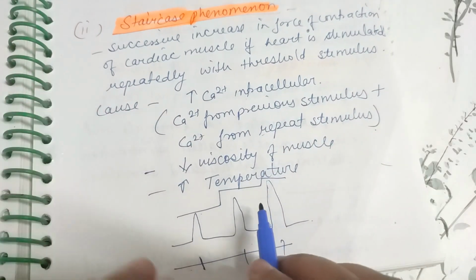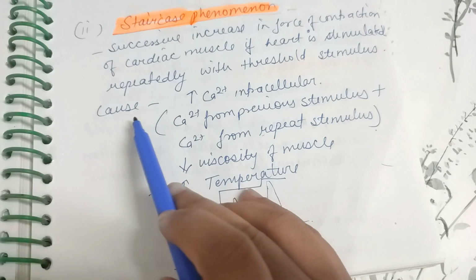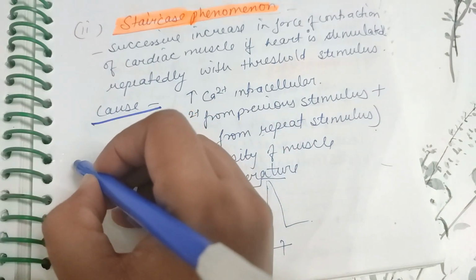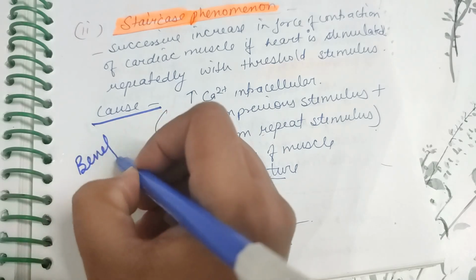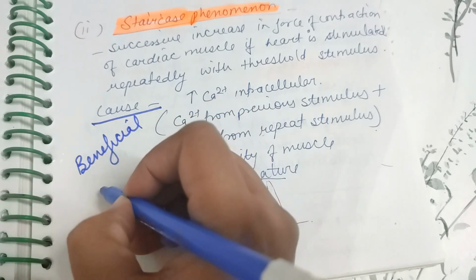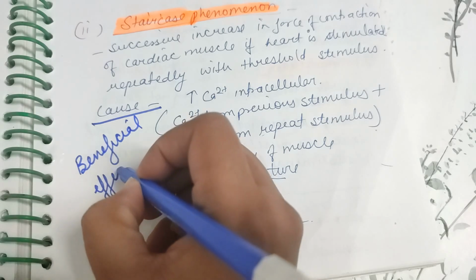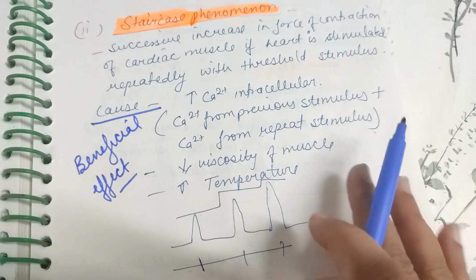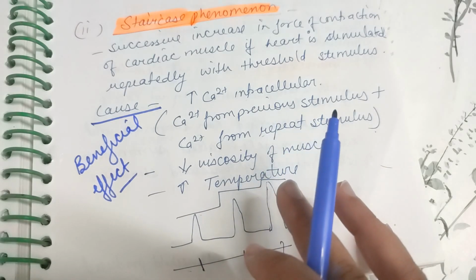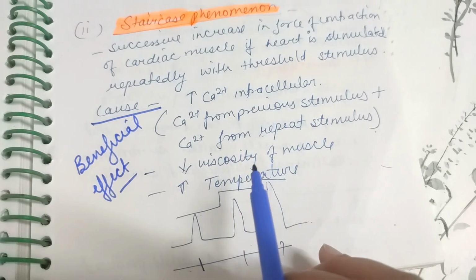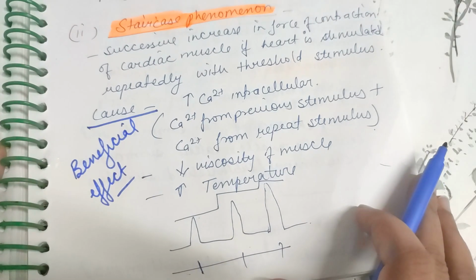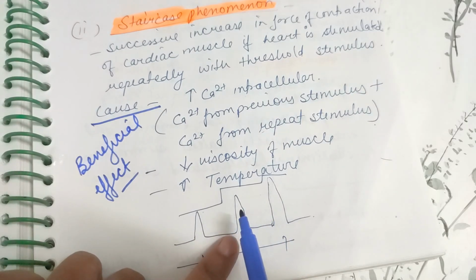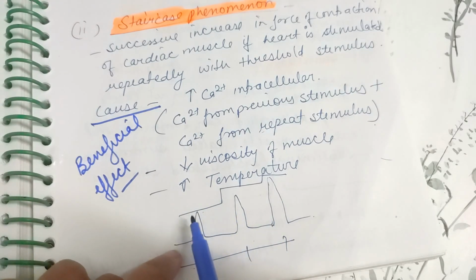The cause of the staircase phenomenon is nothing new. If you have gone through amphibian physiology, you must know the beneficial effect. The same property we are dealing with here. Because of this property we did experiments on amphibians and came to know that there is a beneficial effect, and the same property applies to our heart muscle. The cause of the beneficial effect is that the second stimulus gets benefited because of the first stimulus.